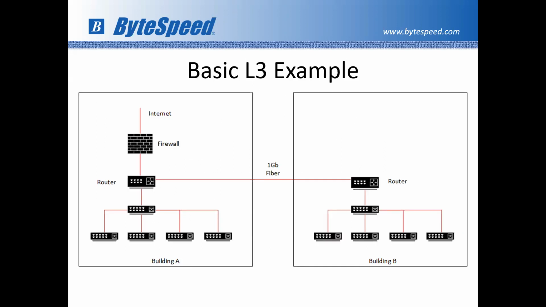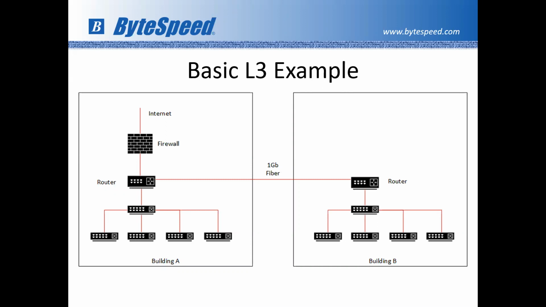Okay, so if we switch over to the layer 3 example here, instead of having our connections between the switches, we have them on the routers. And what that does is allow us to isolate the two buildings. There's two separate broadcast domains. Everything in building A can communicate to building A. Anything in building B communicates to building B.